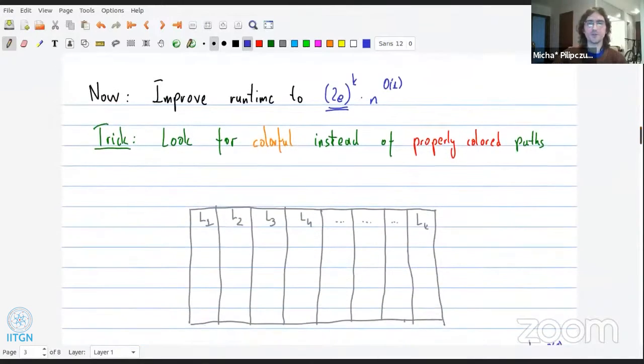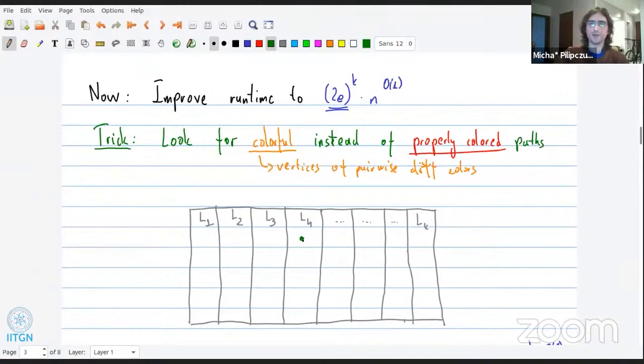So we proceed to improving the running time to single exponential, 2 to the power k times a polynomial in n. And the trick is that instead of looking for properly colored k-paths, k-paths that really color the vertices 1, 2, 3 up to k, we will be looking for k-paths that are only colorful. And this means simply that vertices of the k-path are of pairwise different colors. So now I only insist that they are of pairwise different colors.